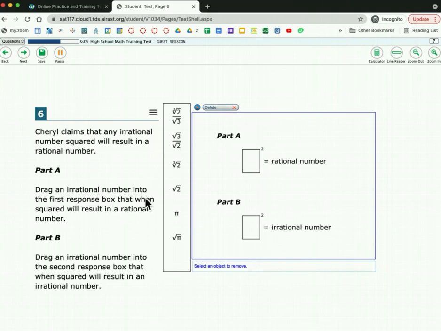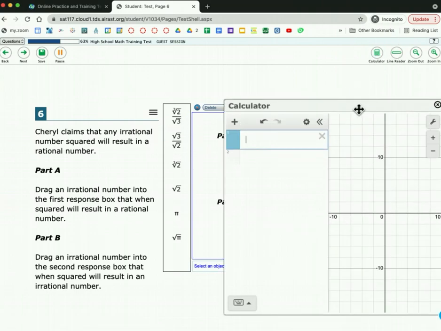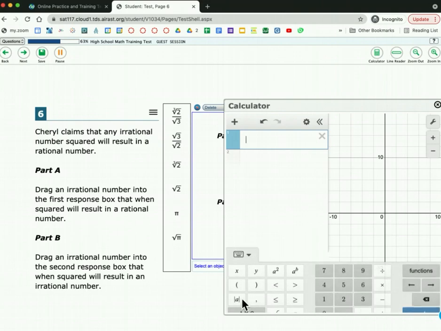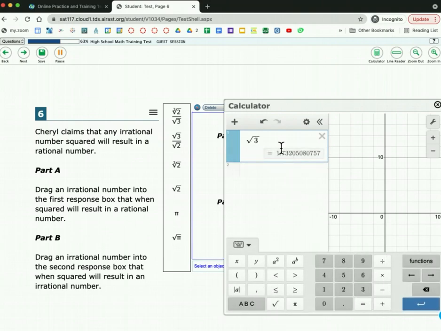So drag an irrational number. These are all irrational numbers over here, into the box that when we square it, is going to result in a rational number. Irrational means decimals that go on forever and ever. So if you look at your calculator here, if you type in square root of 3 divided by square root of 2, you get this crazy long decimal that goes on forever and ever. If we square it, so you take that whole thing to the power of 2, I'd go here and say to the power of 2 like that. You get 1.5.